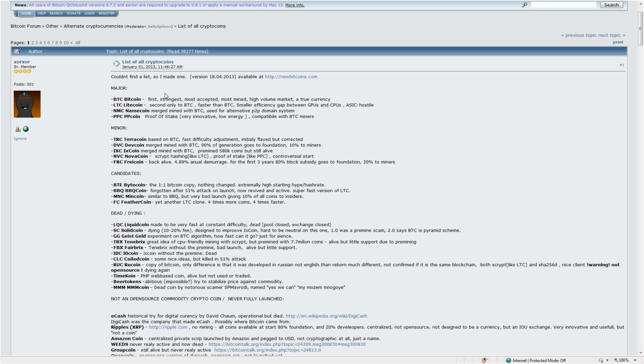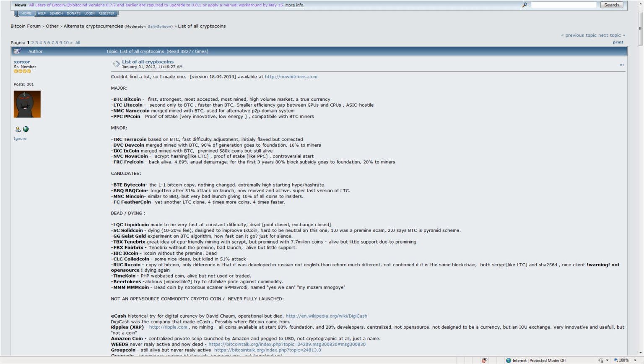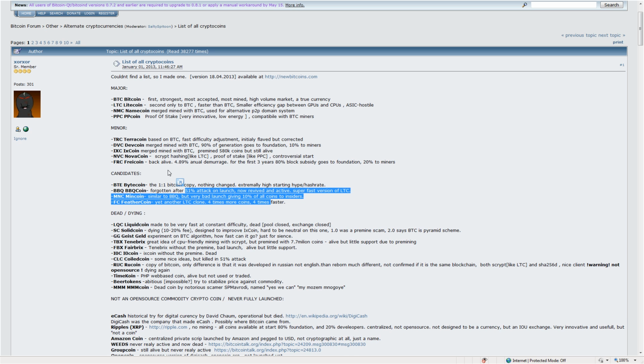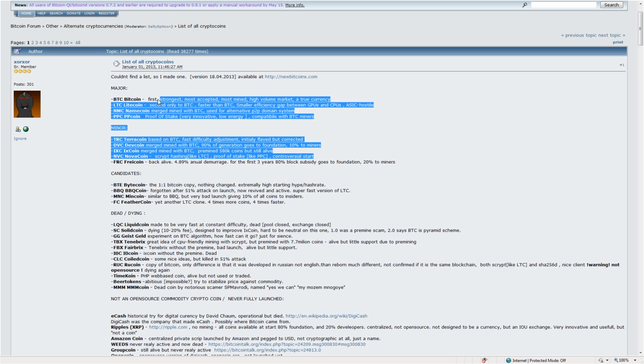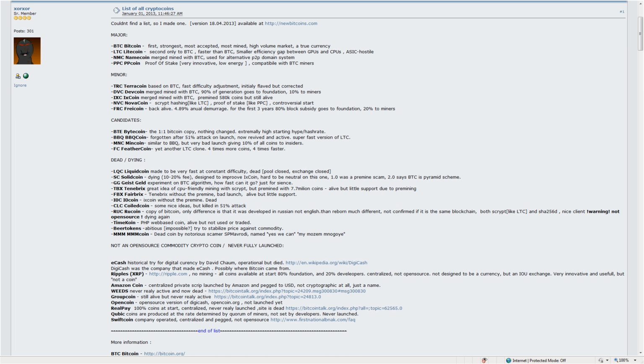But basically, if you wanna invest in alternative crypto coins, I would suggest Litecoin, Namecoin, PPcoin, as you can see here. The candidates, Bitcoin as a copy, I don't think they will make anything. They will just move to the dead coins, BBQcoin, Minecoin, Feathercoin. Don't know about that, but I also think they will move to the dead coins. Basically, these coins here, the major and minor, are the most important. And here you can see the dead coins.